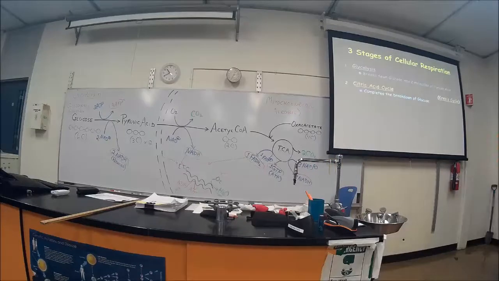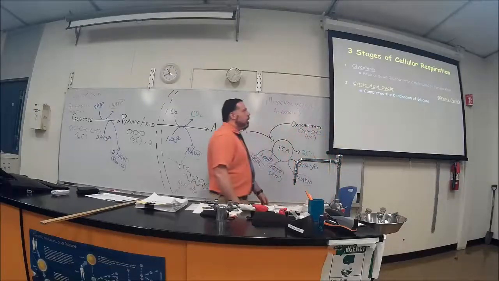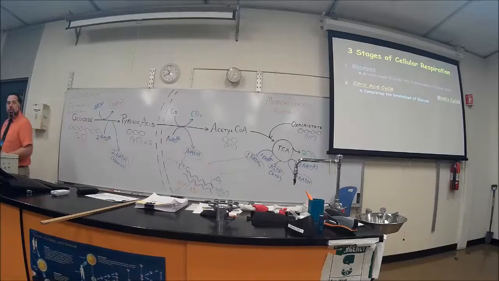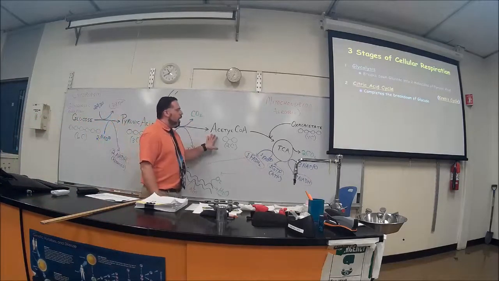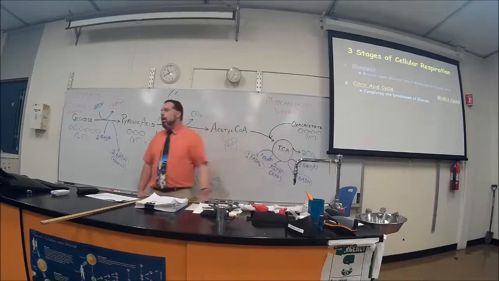Then we have the citric acid cycle, Krebs cycle, same thing. And that's going to complete the breakdown of the original glucose. It's going to take this pyruvic acid, you get the acetyl-CoA, and then it's going to enter here, and we're going to produce a lot of different things here.